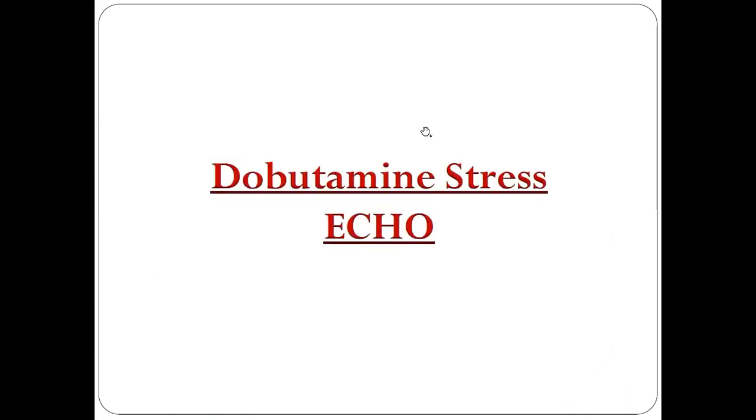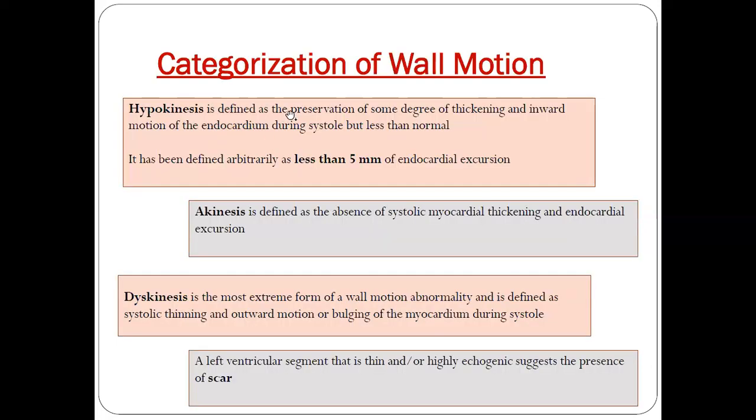Coming to dobutamine stress echo, it is an important test in assessing cardiac viability. Before going to the dobutamine stress echo, we should know the categorization of wall motion. Wall motion is labeled as hypokinesia, akinesia, dyskinesia, and scar.